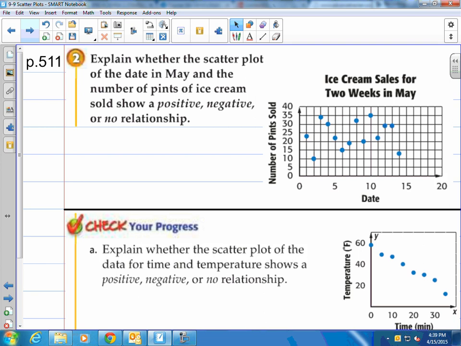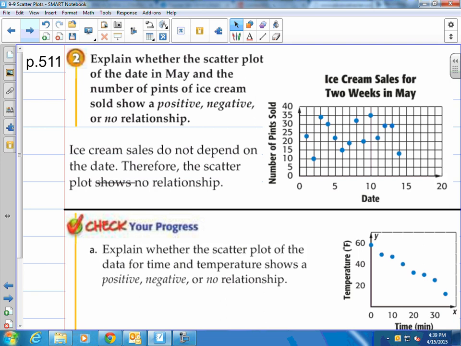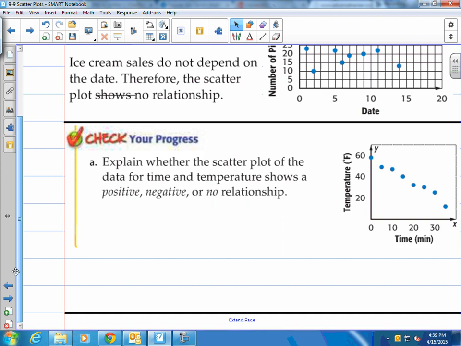This doesn't look like there's a pattern here. It doesn't look like it's going up or down or what have you. So what we would say is ice cream sales do not depend on the date. Therefore, the scatter plot shows no relationship. I don't know why that line is through. This shows there. All right.